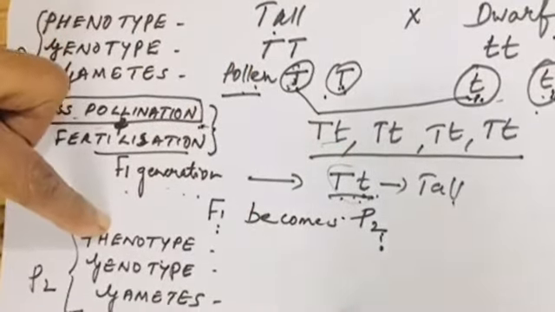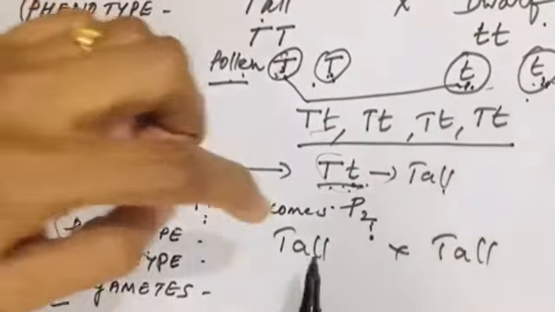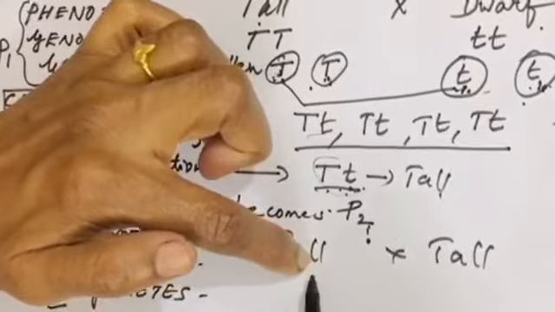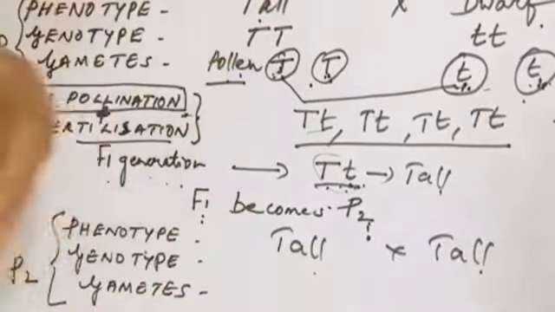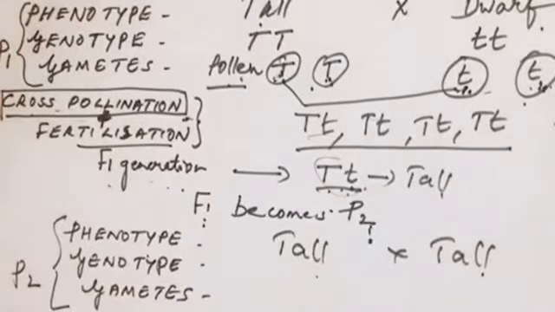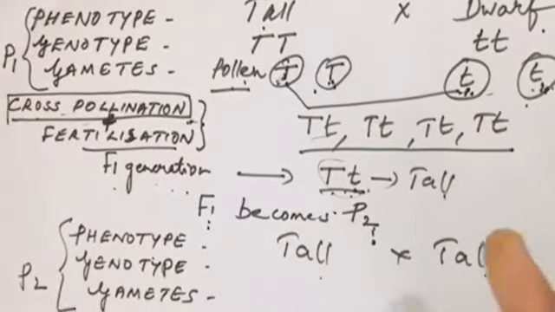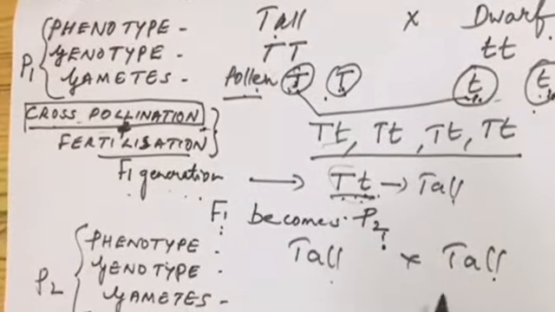What is the phenotype? Tall versus tall. This time he is selecting the pollen from the tall pea plant and the egg also from the tall pea plant. That is, in the same plant only he is doing the pollination, in the same pea flower, or in the same pea plants, different flower.